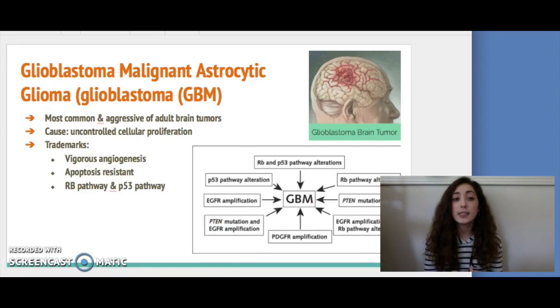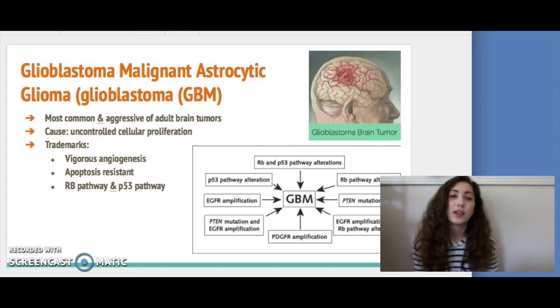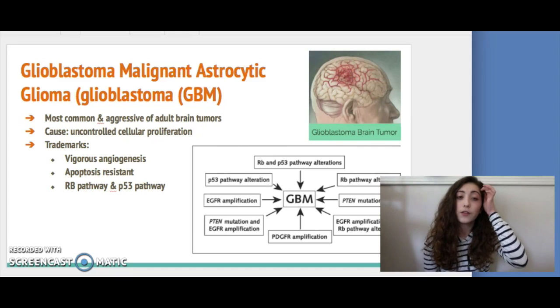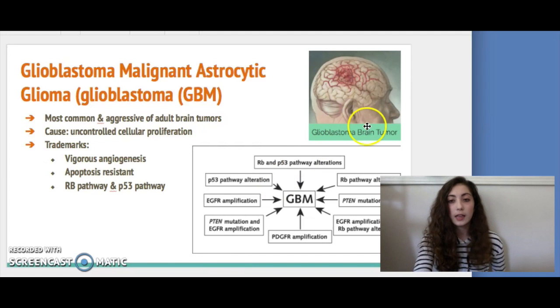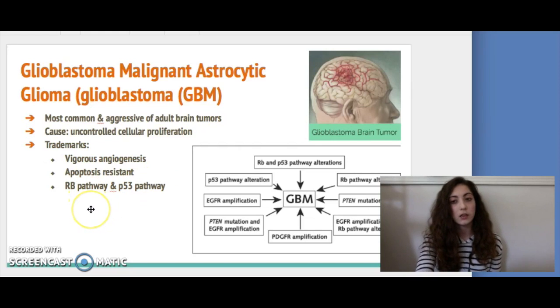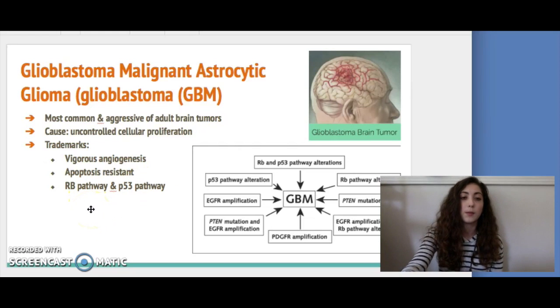This is a specific example of cancer, glioblastoma malignant astrocytic glioma. It's a mouthful, so we're just going to call it GBM for short. It's the most common and aggressive type of adult brain tumor, and its trademarks are vigorous angiogenesis and metastasis, which you can see here, it's spreading a lot. It is also apoptosis resistant, so treatments that trigger apoptosis don't really have an effect on it, and it is mostly contributed to by the RB pathway and p53 pathway.